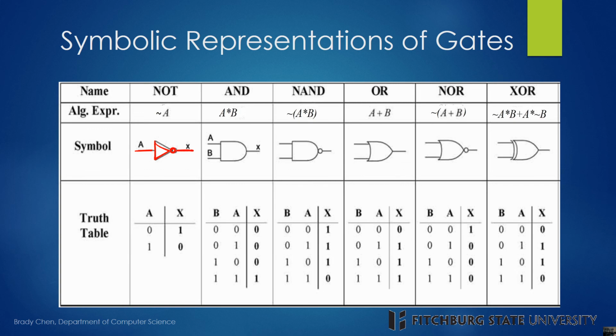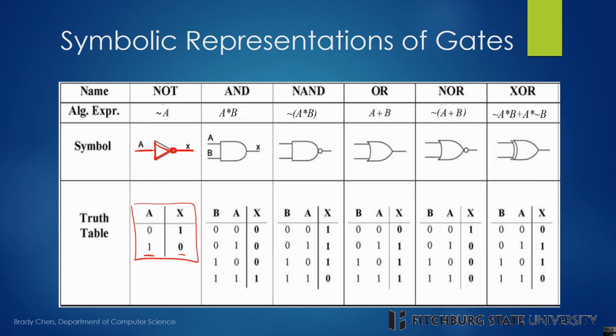Now for the input line we use A, and X to represent the output line. So then we can build a truth table for the NOT gate. Now if we apply voltage on the input line, that means the value for the input is 1, then the output is going to be 0. Now if we don't apply voltage on the input line, the output line will have the power. So that's 1. So this is the truth table for the NOT gate.